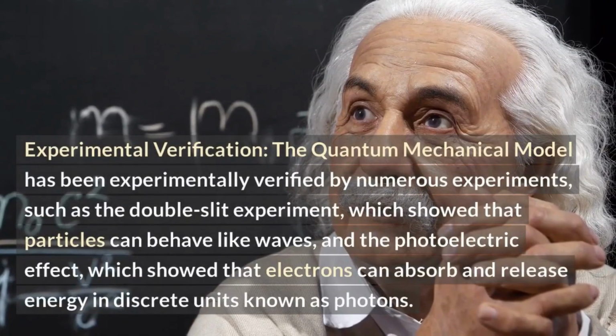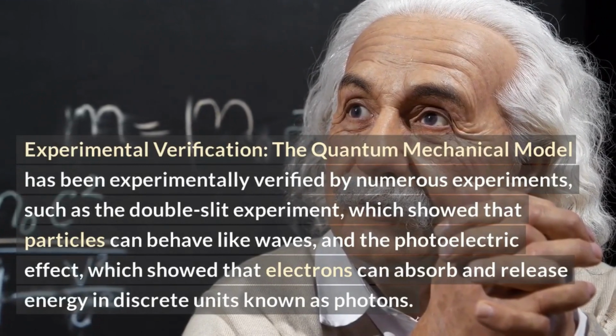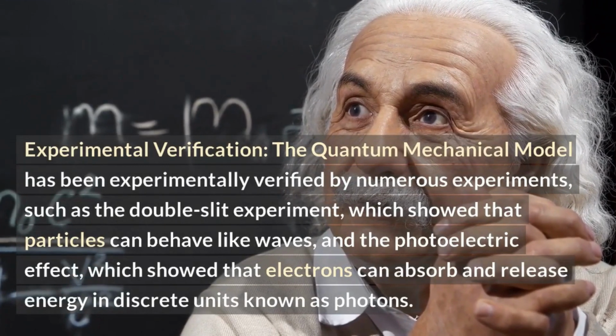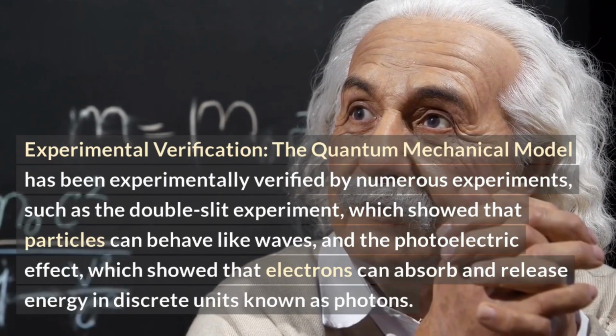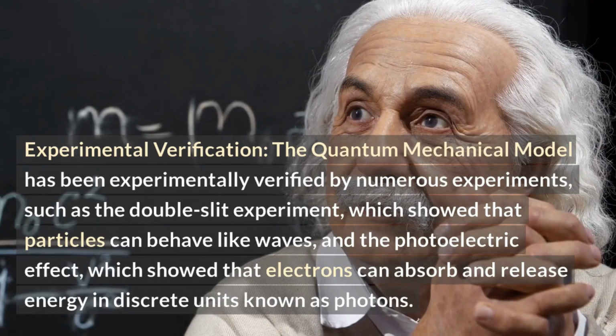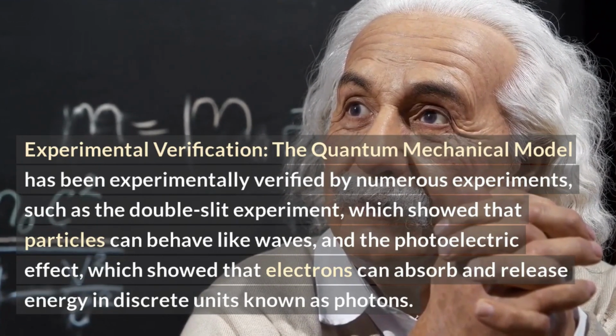Experimental verification. The quantum mechanical model has been experimentally verified by numerous experiments, such as the double-slit experiment, which showed that particles can behave like waves, and the photoelectric effect, which showed that electrons can absorb and release energy in discrete units known as photons.